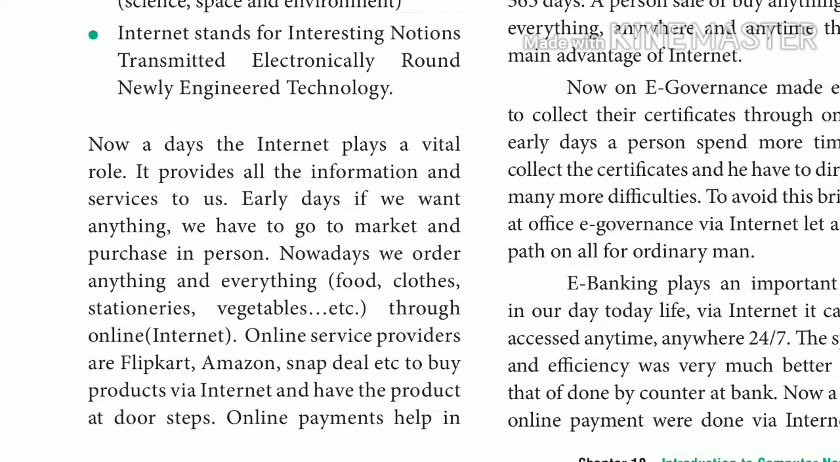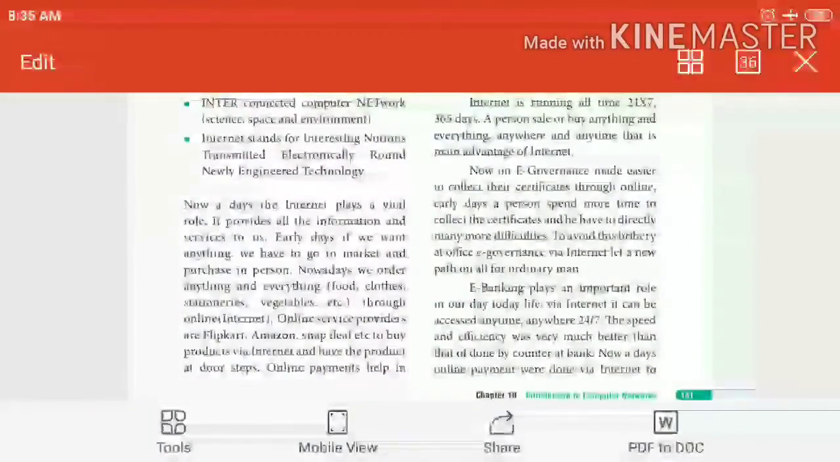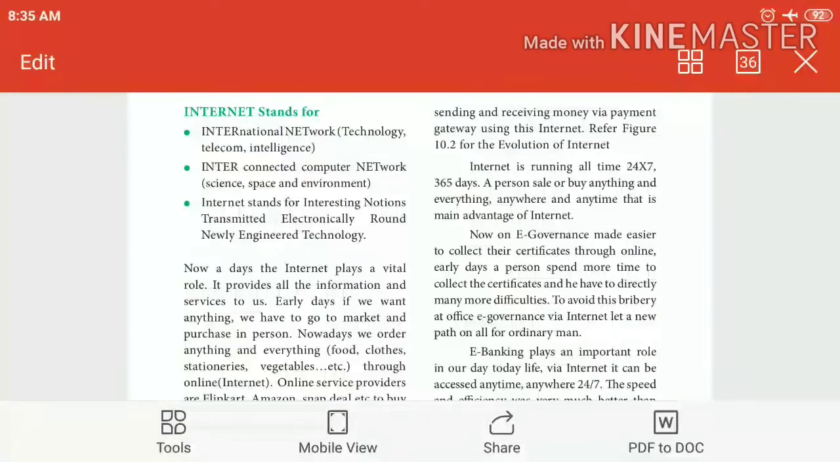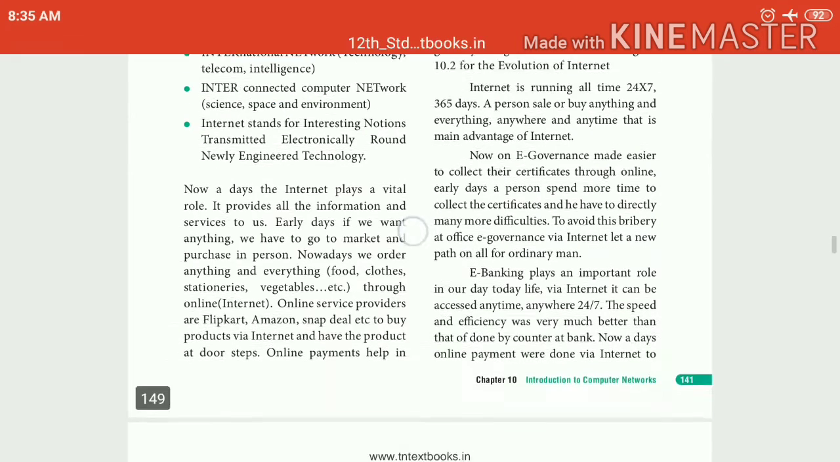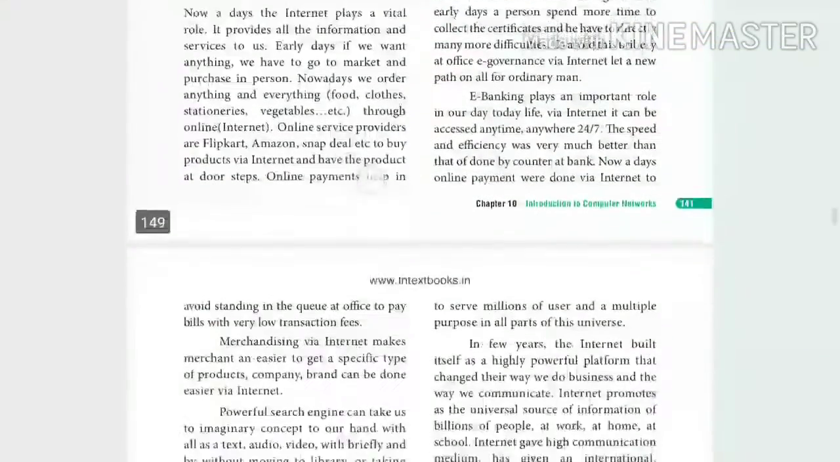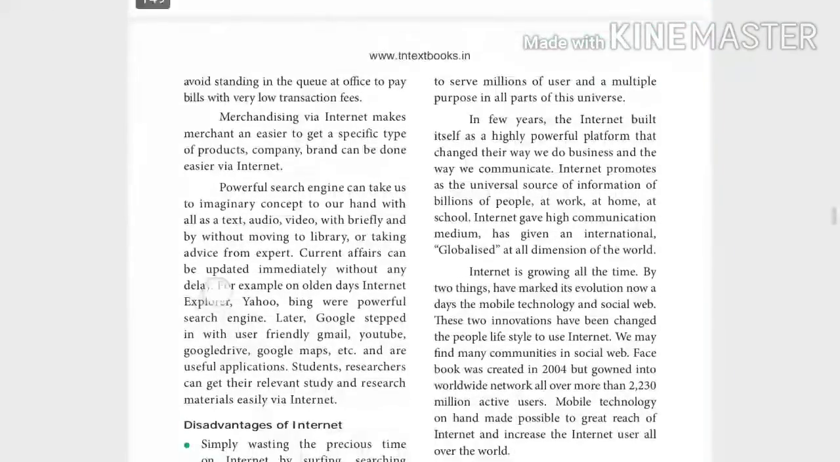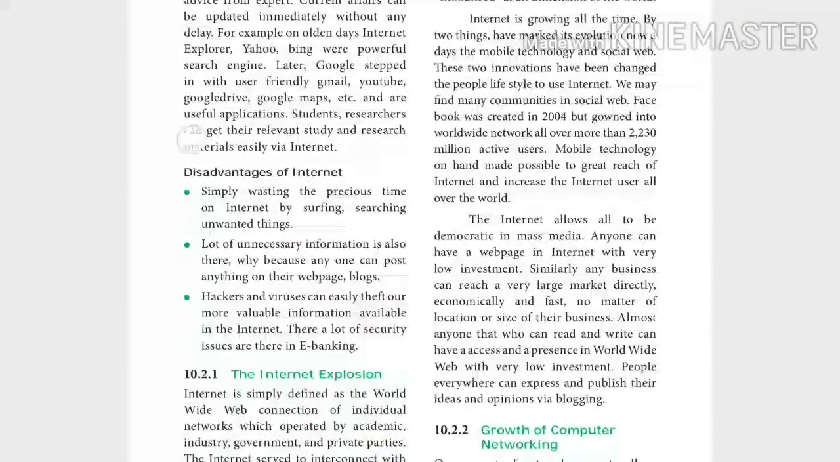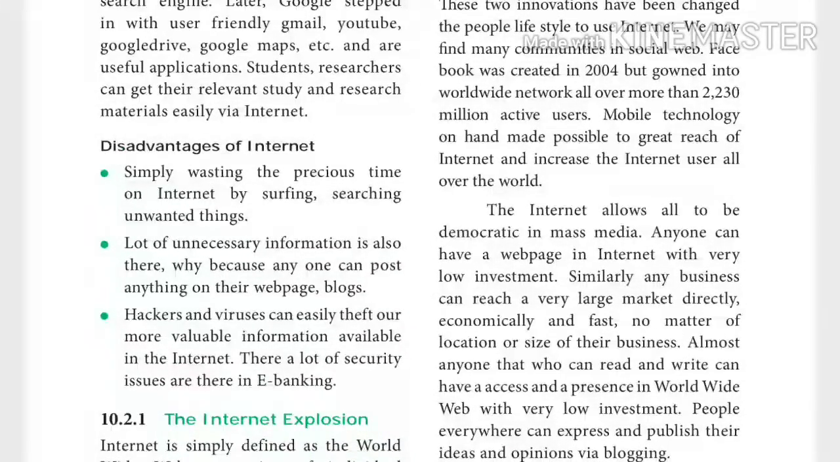Okay, so it has some disadvantages also. So you all know these advantages. It can run 24 into 7, all the 365 days, and it is used by the e-governance system, and it is used by the e-banking system. And you can see that online payments are being used here, and there are some disadvantages also. So simply wasting the precious time on the internet by surfing and searching unwanted things. Okay, we often do that.